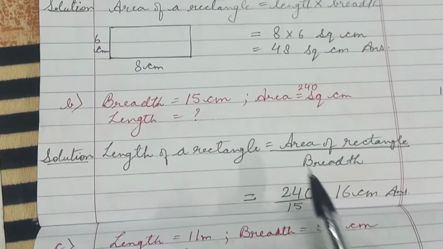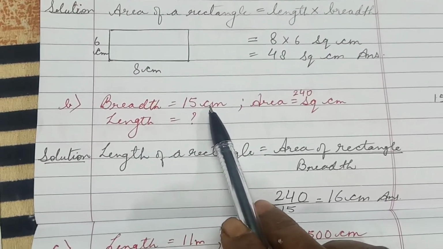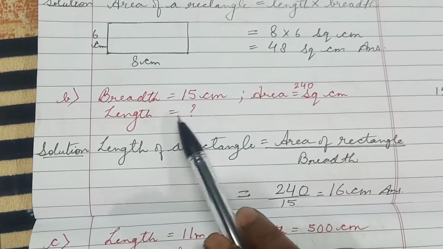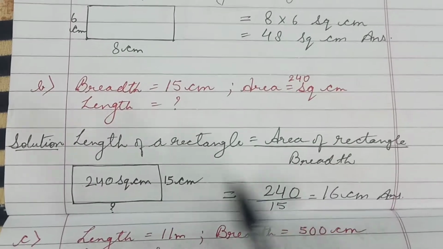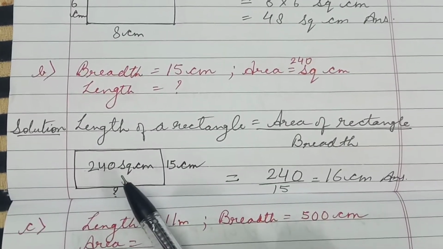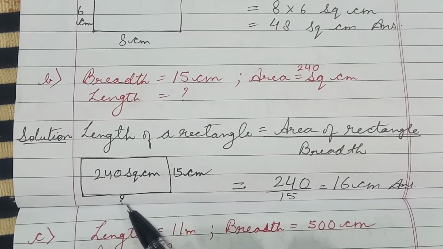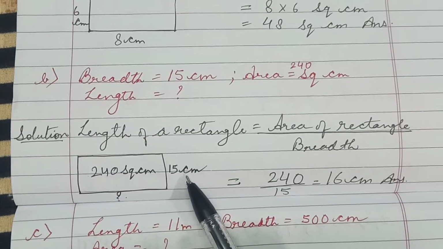Moving to question number B. Here children, breadth is given 15 centimeter and area is given 240 square centimeter, and you have to find the length of the rectangle. This is our rectangle. Area is 240 square centimeter. Length we don't know, so I have written here a question mark. And breadth is 15 centimeter.